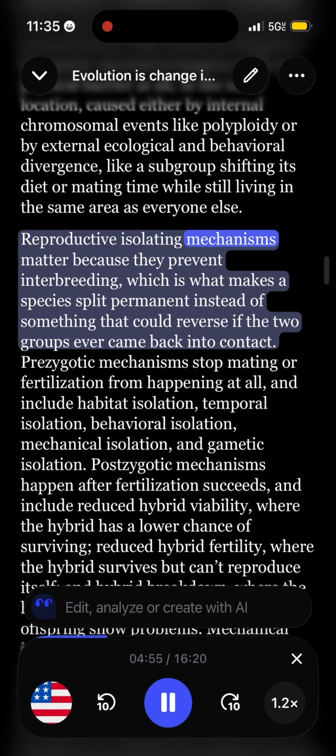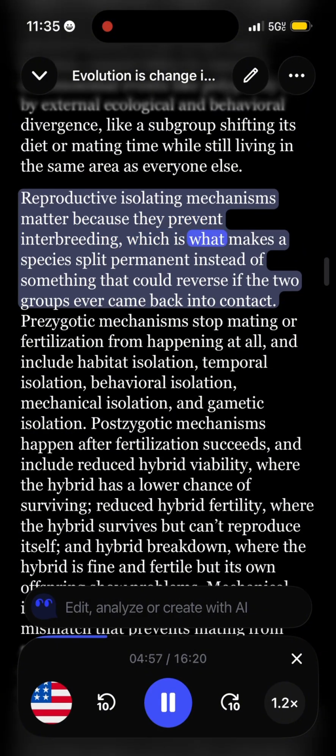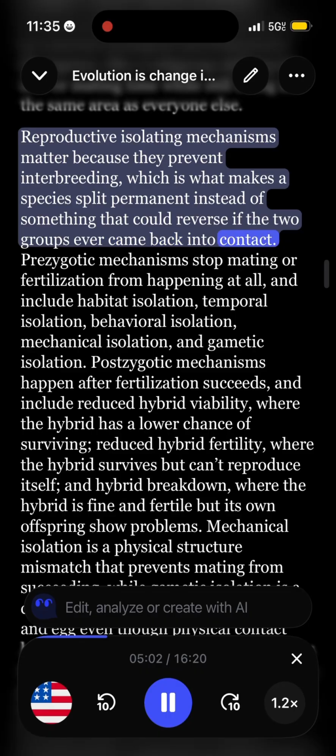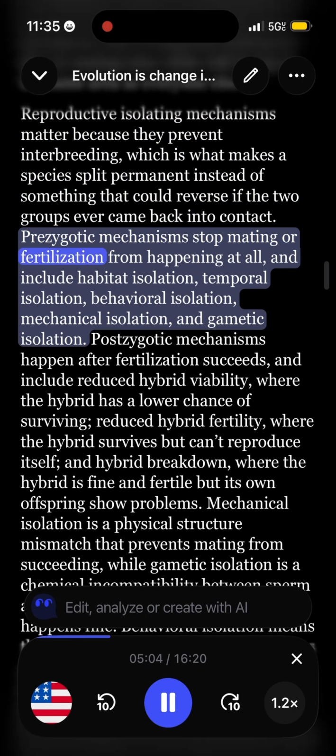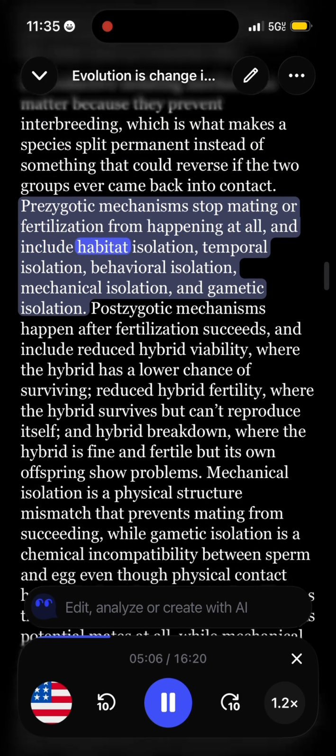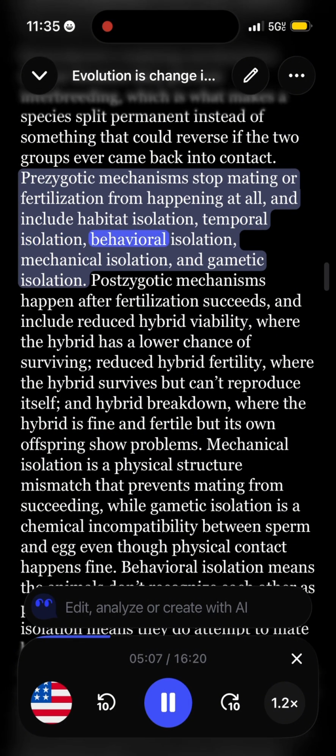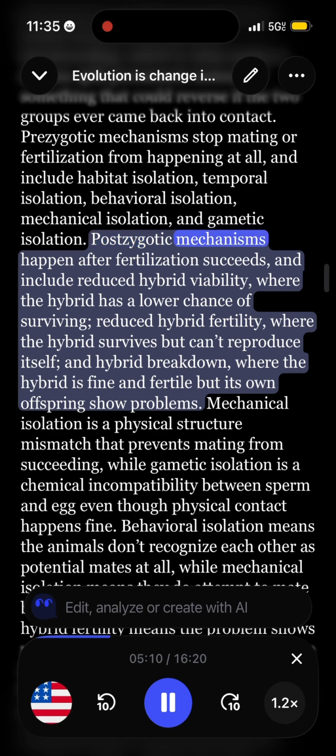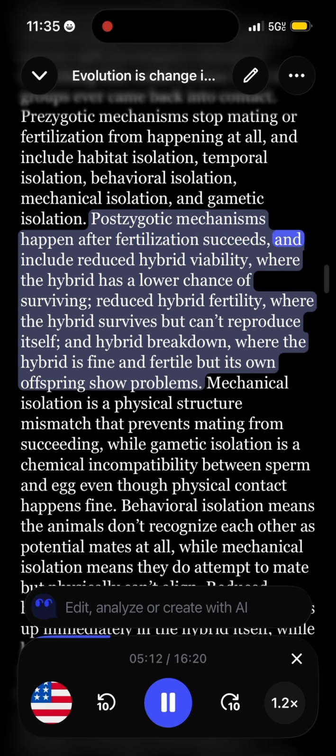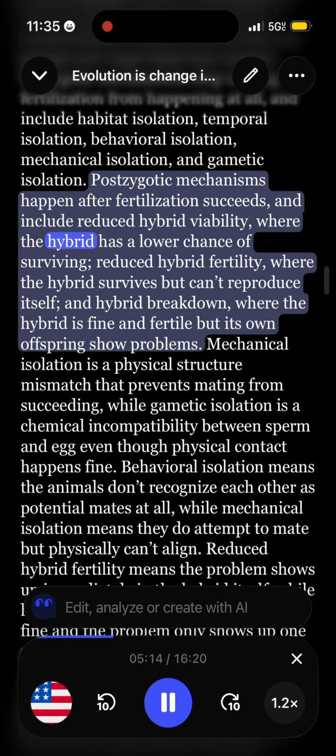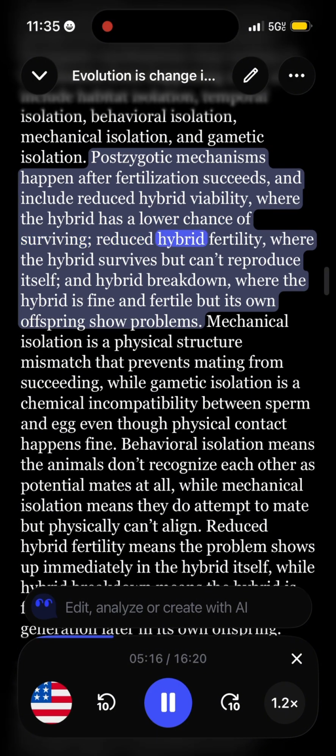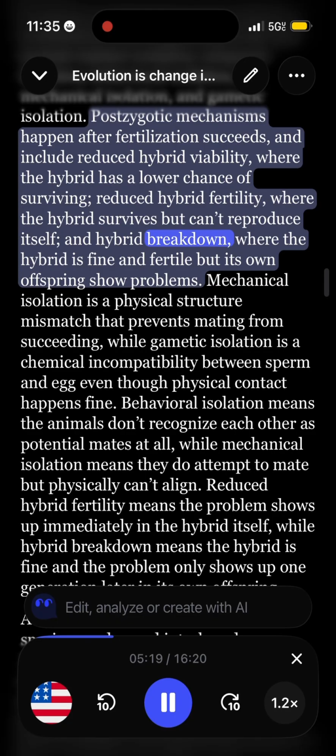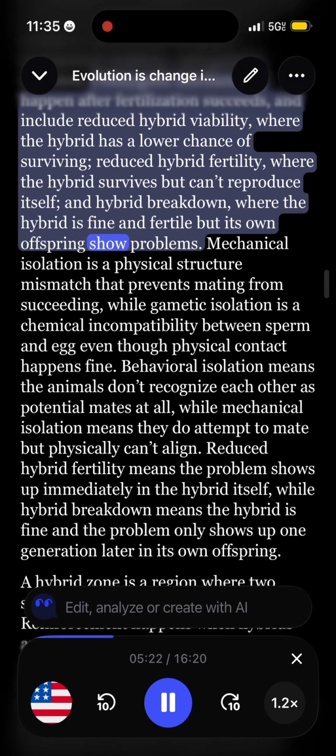Reproductive isolating mechanisms matter because they prevent interbreeding, which is what makes a species split permanent instead of something that could reverse if the two groups ever came back into contact. Prezygotic mechanisms stop mating or fertilization from happening at all, and include habitat isolation, temporal isolation, behavioral isolation, mechanical isolation, and gametic isolation. Postzygotic mechanisms happen after fertilization succeeds, and include reduced hybrid viability, where the hybrid has a lower chance of surviving, reduced hybrid fertility, where the hybrid survives but can't reproduce itself, and hybrid breakdown, where the hybrid is fine and fertile but its own offspring show problems.